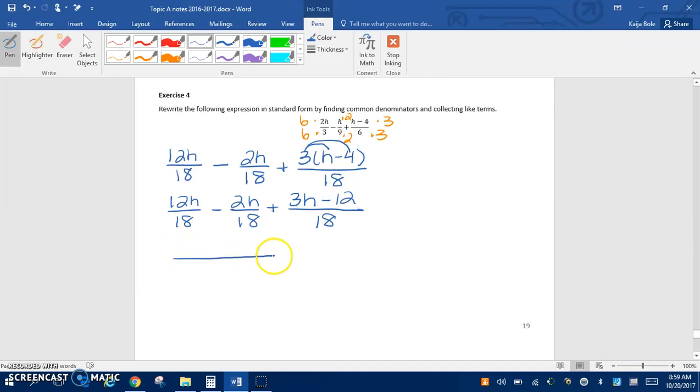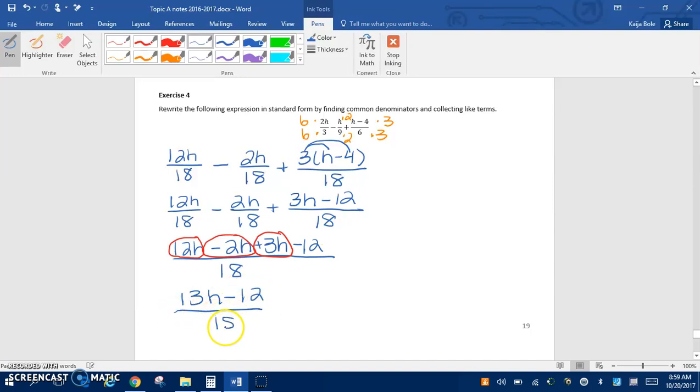So now I'm going to rewrite it so it's all one fraction. So everything is over 18 now, and we have 12h minus 2h plus 3h, and then the minus 12. So I'm going to circle all the h parts so we can see. So we have a 12h, we have a minus 2h, a plus 3h, and then the minus 12 stays. So if we start combining our like terms, 12h minus 2h gives us 10h's, plus another 3 would be 13h, then still have the minus 12, can't combine it with anything, over 18.